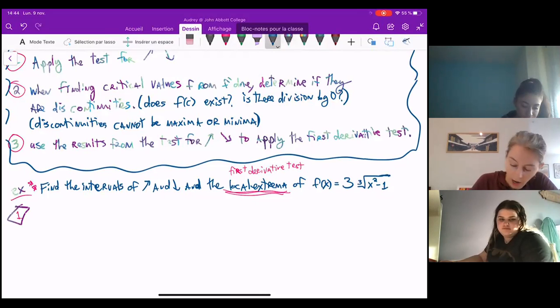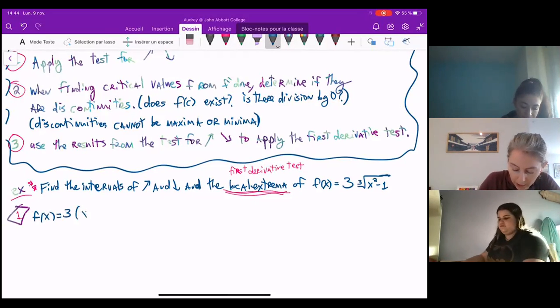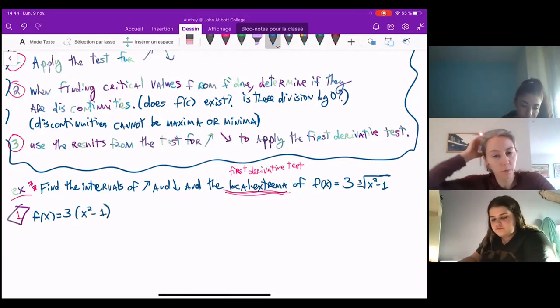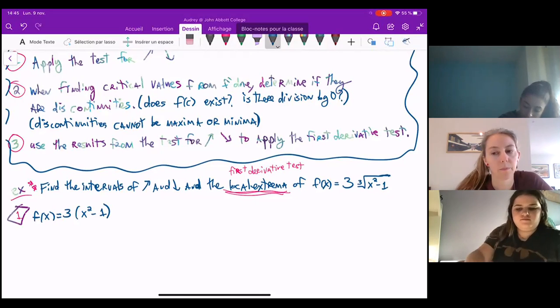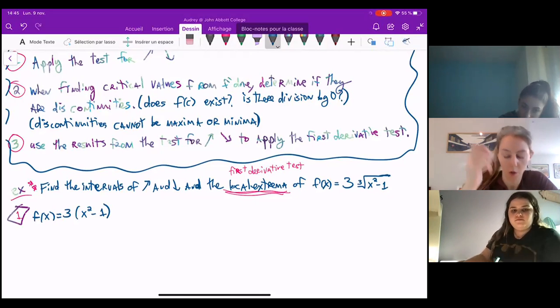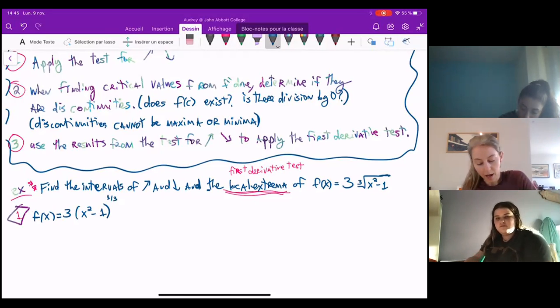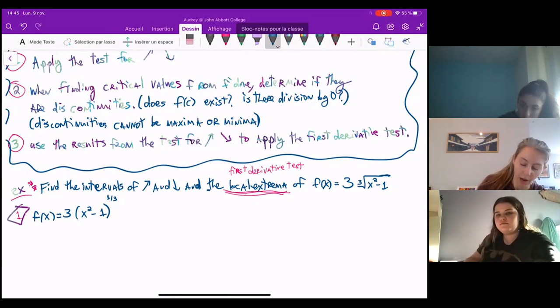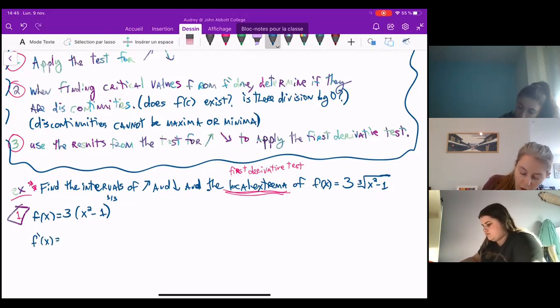So here, I'm going to rewrite f of x. f of x is equal to 3 times x squared minus 1, and a cube root is what power? You got it, to the power of 1/3. So now we take the derivative. And here, this is just a simple chain rule. So I bring down the 1/3. So I have 3 times 1/3, which is just 1.